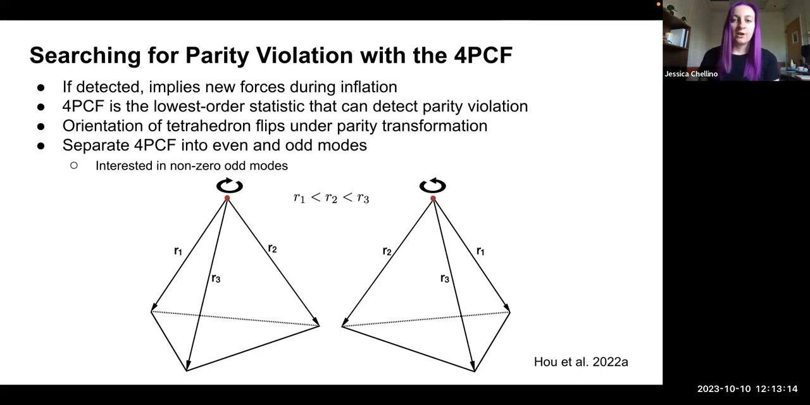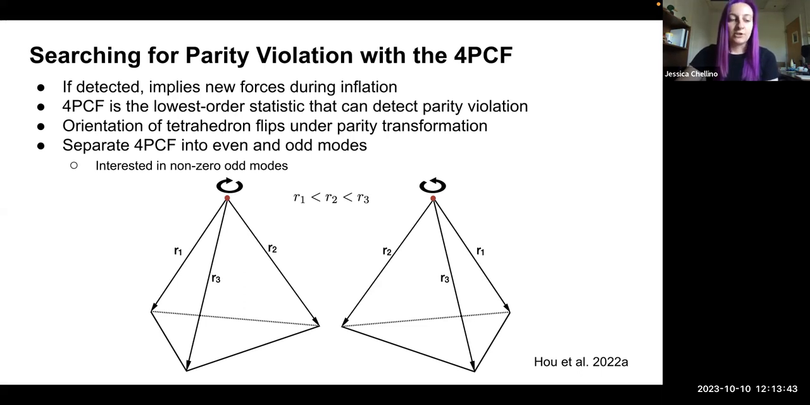The tetrahedron on the left side of the page has a primary vertex, or a primary galaxy, at this red dot, and side lengths R1, R2, and R3 drawn to the 3 other galaxies that form the tetrahedron. R1 is the shortest side length and R3 is the longest. We define the orientation of a tetrahedron as the direction you travel going from the shortest to the longest side length. So for the left tetrahedron, the orientation would be clockwise.